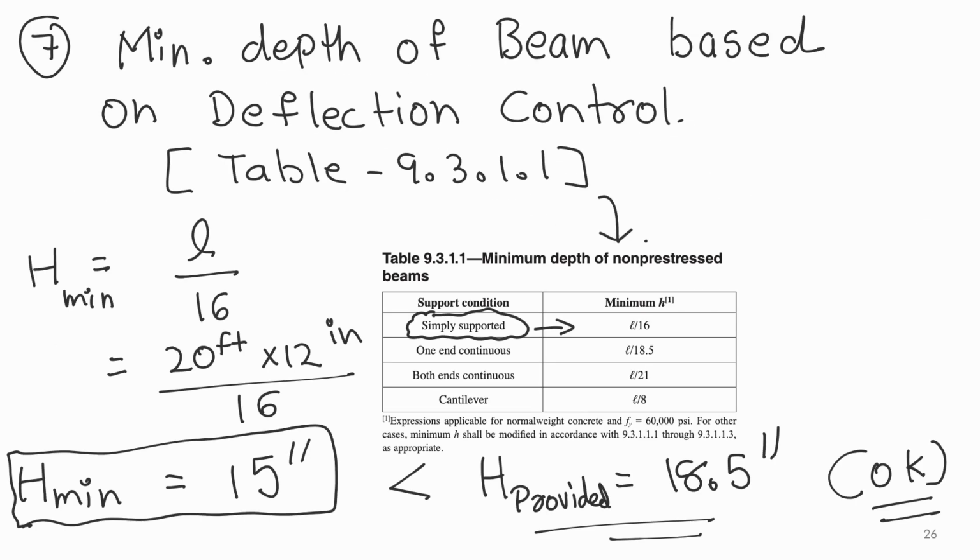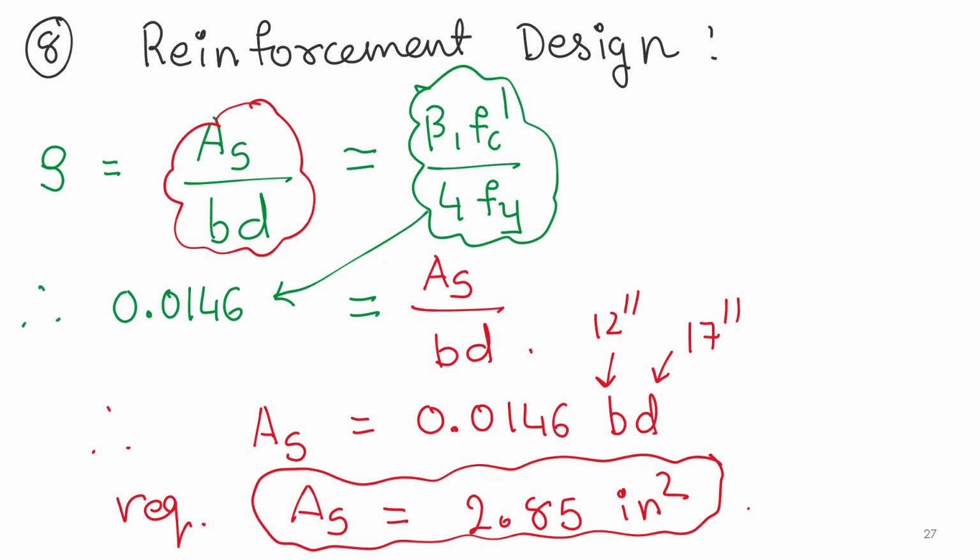Next is the check for deflection control. What will be the minimum depth of beam based on deflection? So we said we are using table number 9.3.1.1, L over 16. With our values, h minimum is 15 inch. We have provided 18.5, so we are okay and we can go further.